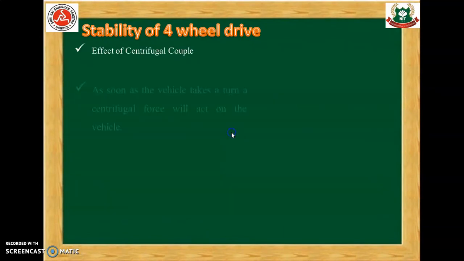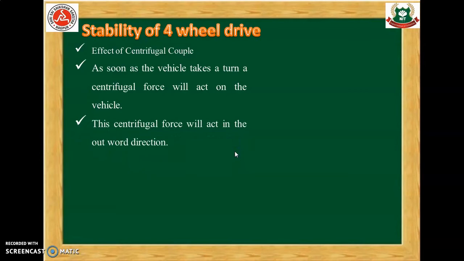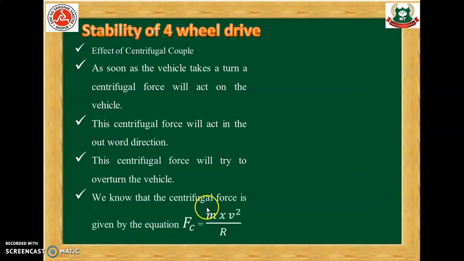Now, the effect of centrifugal couple. As soon as the vehicle takes a turn, a centrifugal force will act on the vehicle. This centrifugal force will act in the outward direction. This centrifugal force will try to overturn the vehicle. We know that the centrifugal force is given by the equation Fc equals m v square upon r.